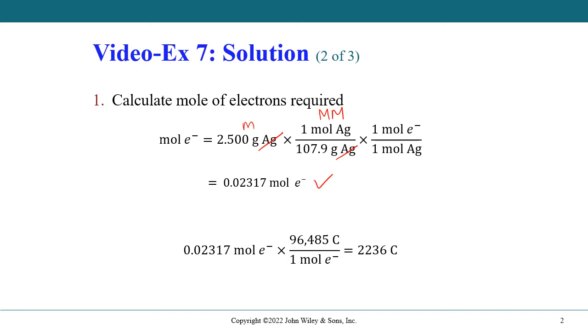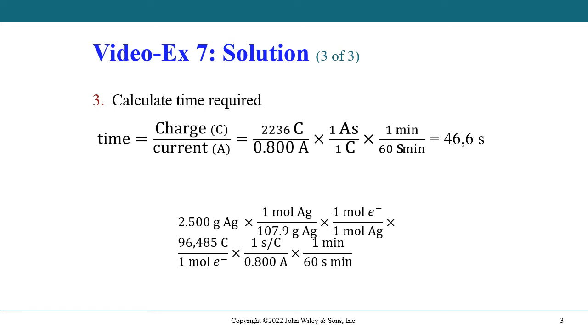We can then calculate the charge, by multiplying by the Faraday constant. So here is the Faraday constant. And we end up with 2,236 coulombs of charge for that number of moles of electrons.